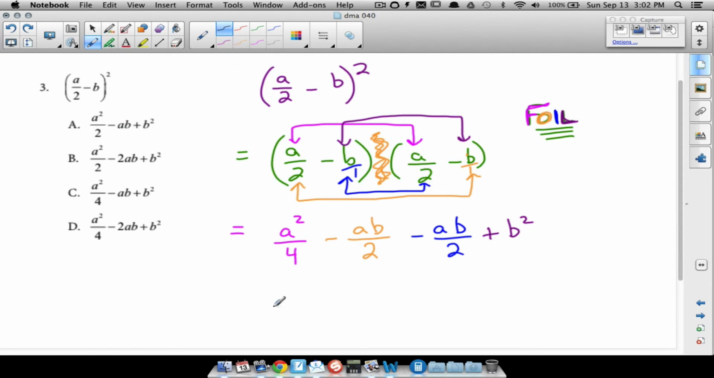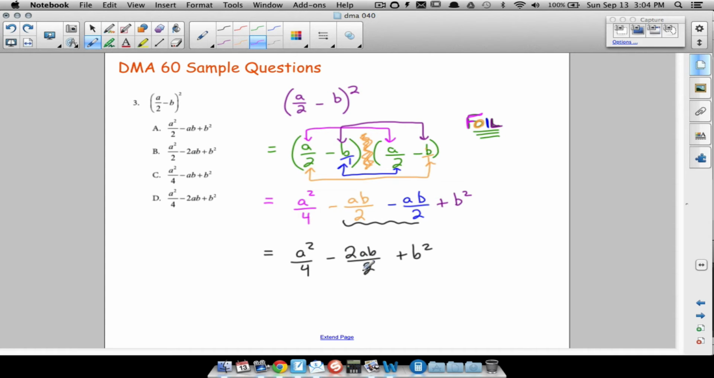Now we have one more step to go here. The a squared over 4 remains because there's nothing else to combine with that. But if you look at these two pieces here, these are like terms. No, they do not cancel out. They would cancel out had this been a plus right here, because negative ab over 2 plus ab over 2, sure, that would cancel. But since we have negative ab over 2 minus another ab over 2, that's going to be minus 2 ab's over 2. And then we have our plus b squared.